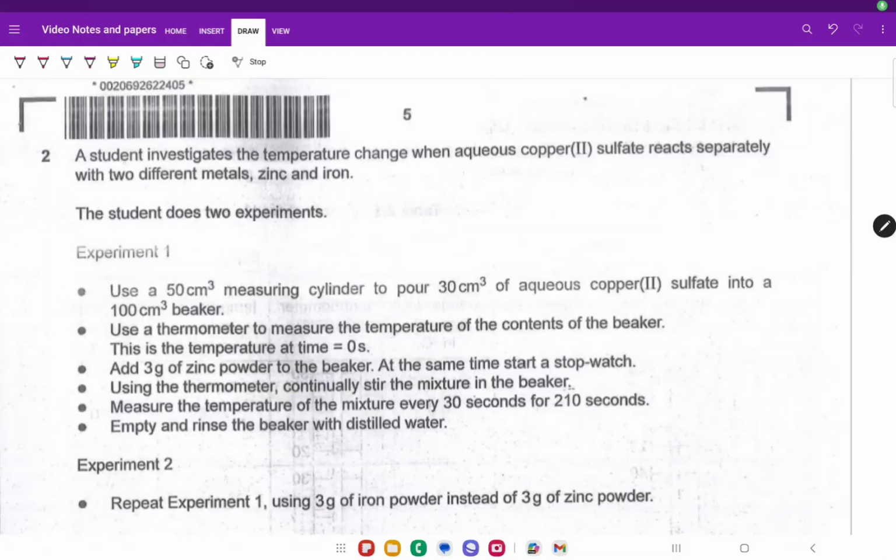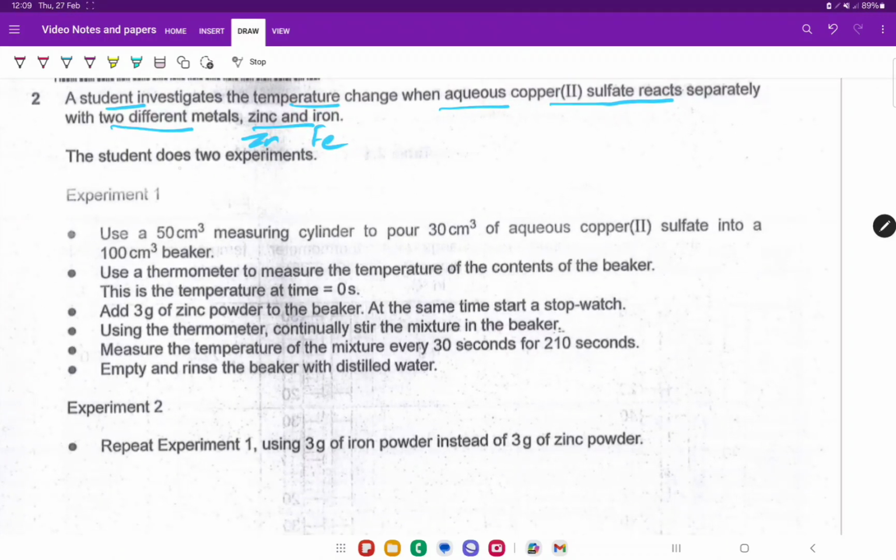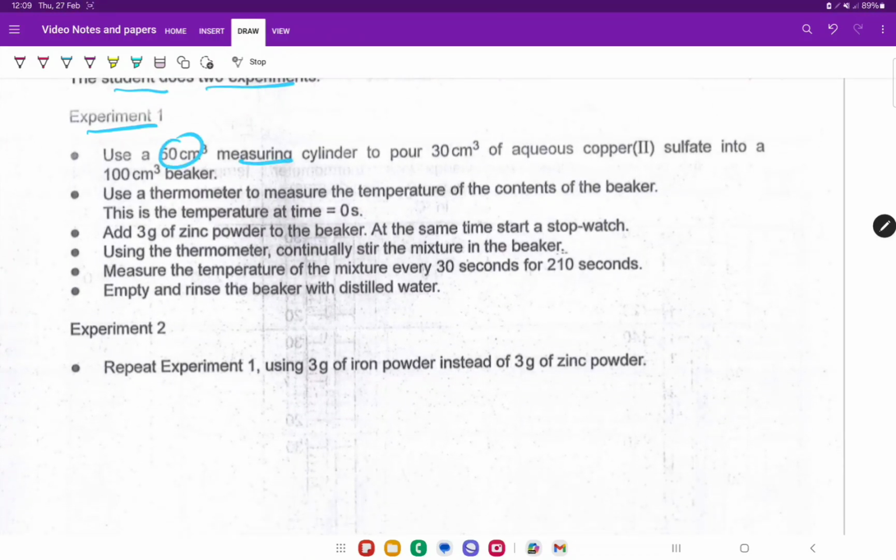The second question is: a student investigates the temperature change when aqueous copper sulfate, that is CuSO4, reacts separately with two different metals, zinc and iron. In experiment number 1, he took a 50 cm³ measuring cylinder and poured 30 cm³ of aqueous copper sulfate into a 100 cm³ beaker. He used a thermometer to measure the temperature of the contents of the beaker. This is the temperature at time t equals 0.